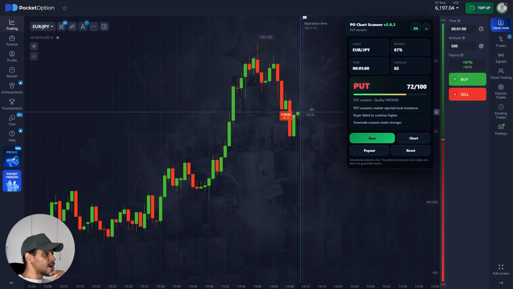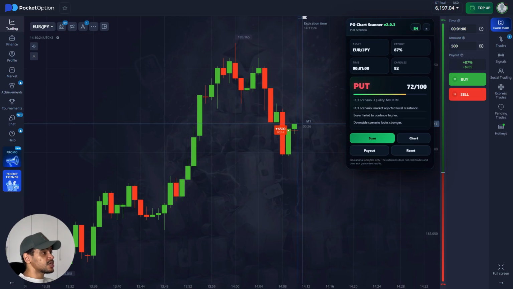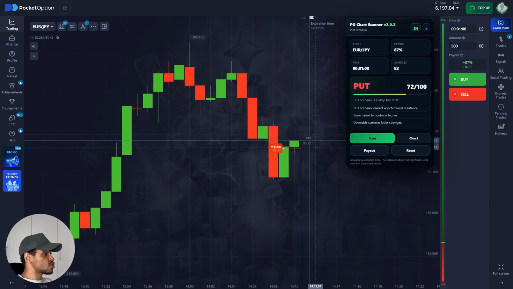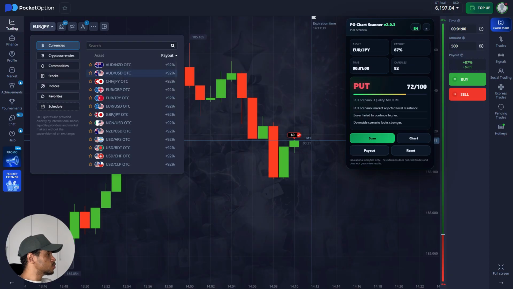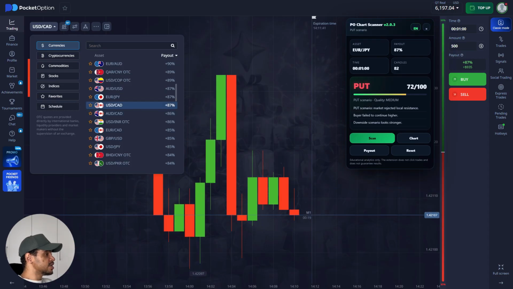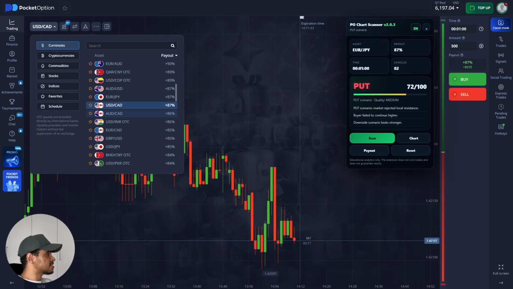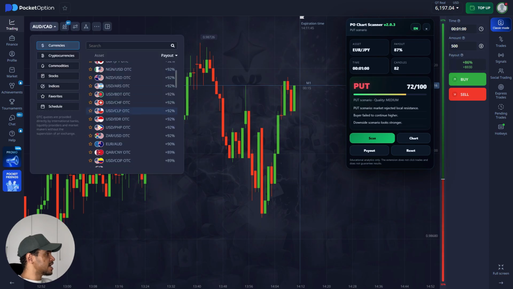And let's see the outcome. Put scenario, market rejected, local resistance, buyer failed to continue higher, downside scenario looks stronger. Well, it might be incorrect again because the signal quality is medium. This is going to be a close trade, so let's observe. We have 10 seconds still. The thing is, on 1 minute, anything can change within a few seconds, and we might actually get it if we get a little bit of a volatility spike, but we don't, so we lose this, and that is completely fine. We can actually find a different asset and find maybe a better entry for ourselves.